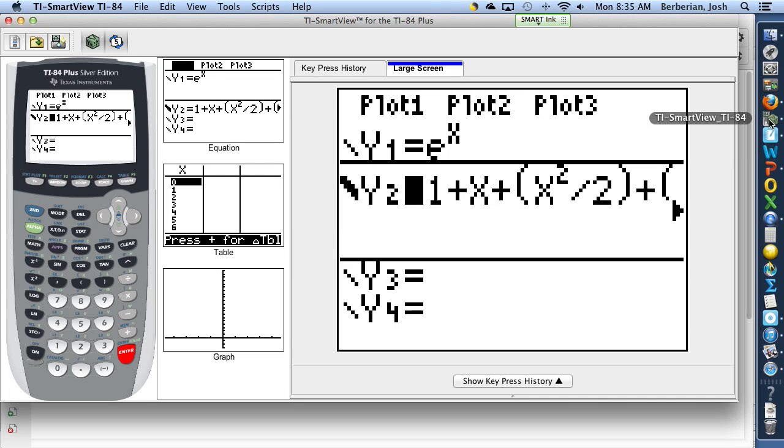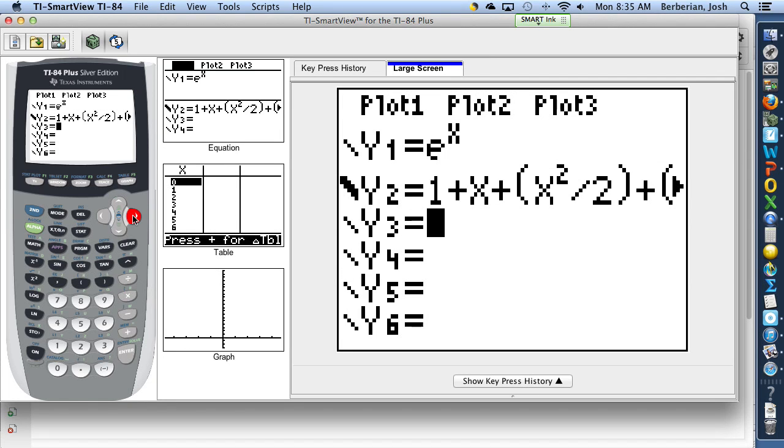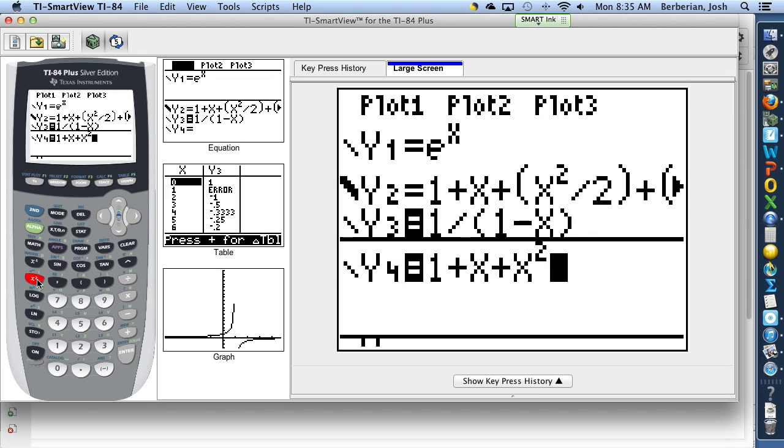All right, so you can do it in y1 and y2. I'm going to do it in y3 and y4. You can just watch if you want. So the question is this: 1 over 1 minus x, and 1 plus x plus x squared plus x to the third. I think I'm going to stop there for now.